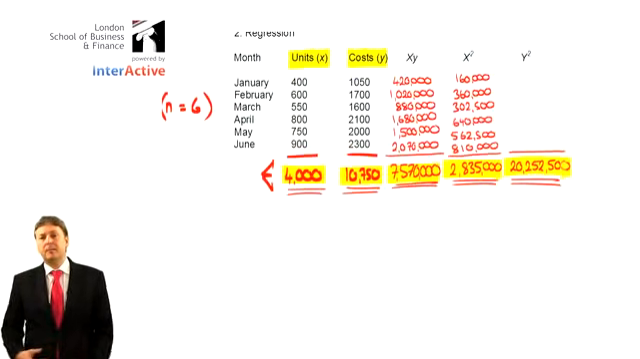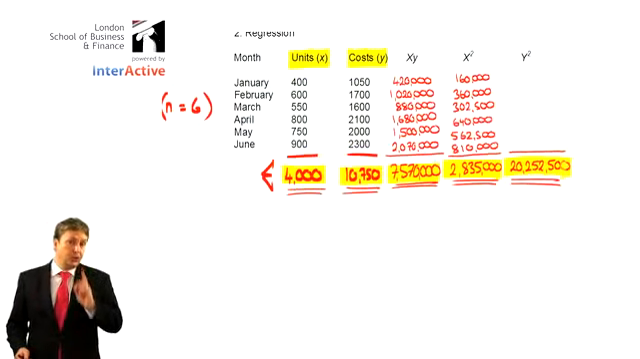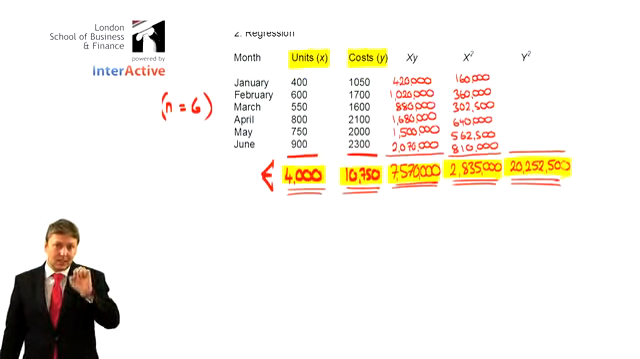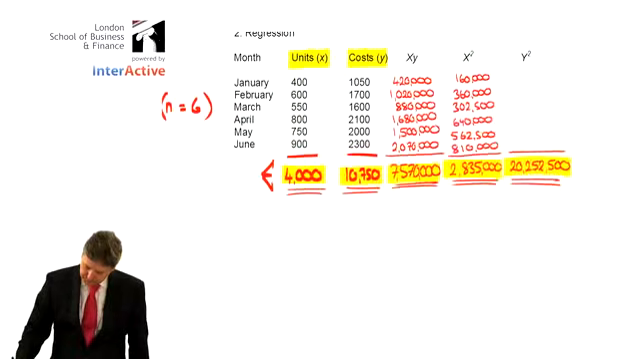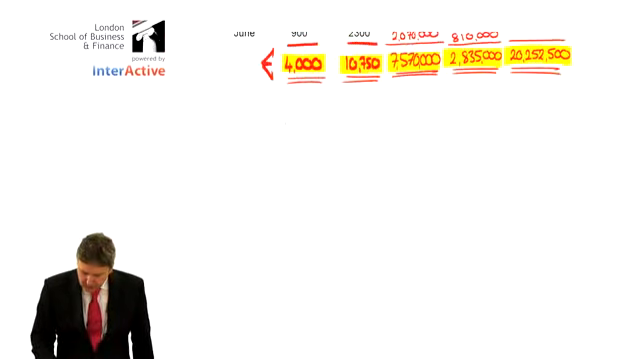You will simply be given the sum of x and the sum of y and the sum of xy and so on. All you need to do is to be able to take this information and slot it into the formula. That's it. Nothing more. So given that you have this sort of information, let's now look at calculating B.